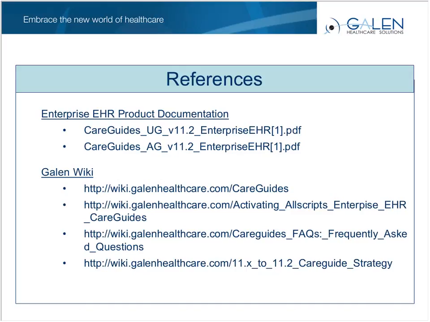You can also find them under the clinical content category, and then under Careguides. There are also some great articles that have been written on the Galen Wiki. So these are some direct articles. You could find them just by going to the wiki and searching Careguides as well. Again, our wiki is wiki.galenhealthcare.com. It's just a great resource, so I definitely recommend checking it out for any of those outstanding questions that we don't get to today.